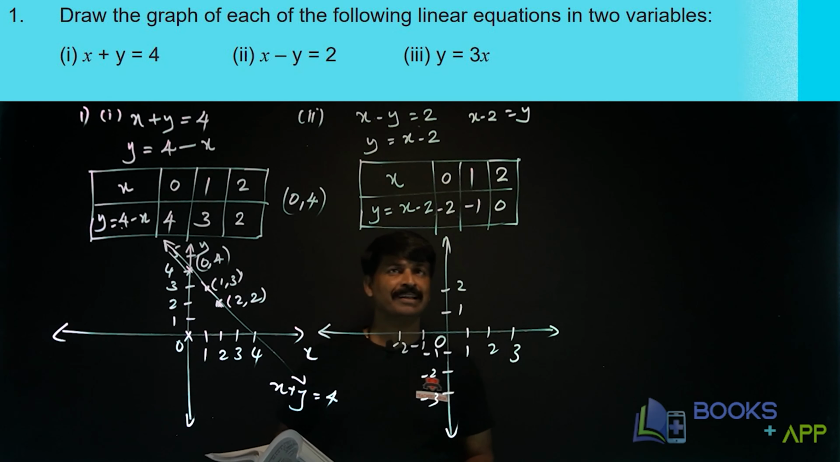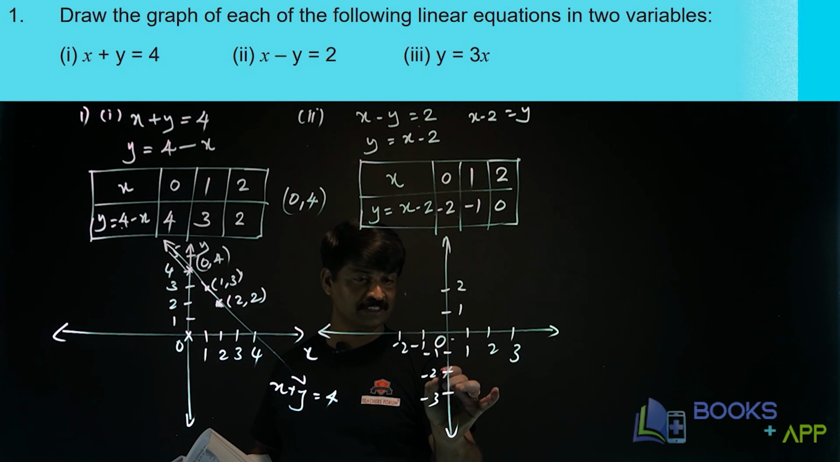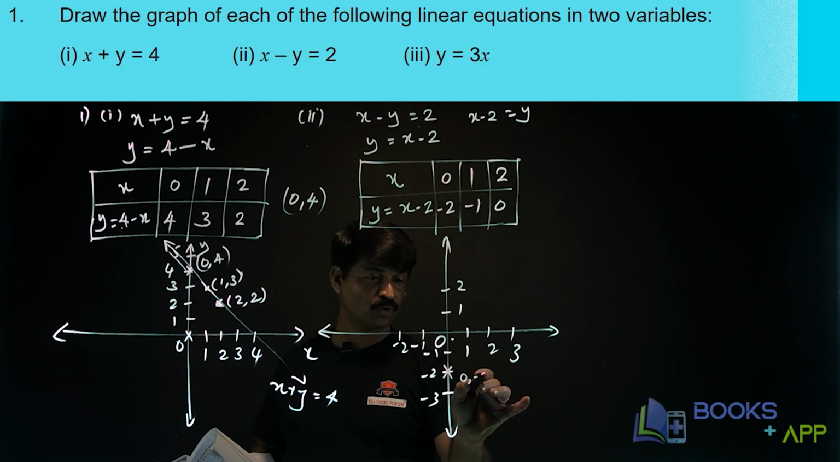Okay. Now let us mark the point (0, minus 2). The x value is 0, the y value is minus 2. So this is the point that represents (0, minus 2).